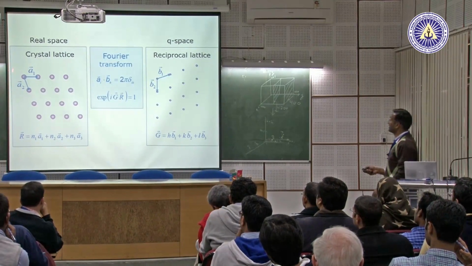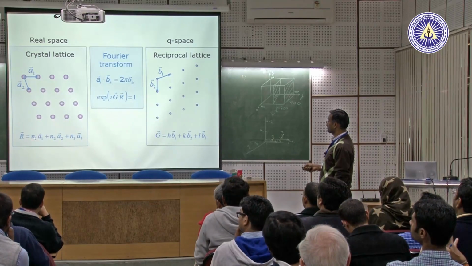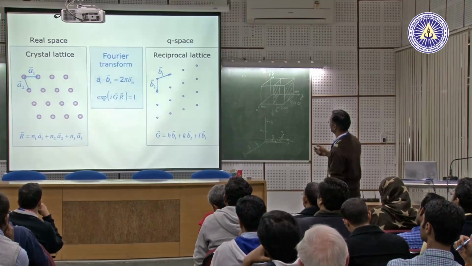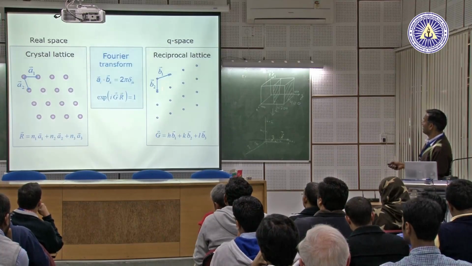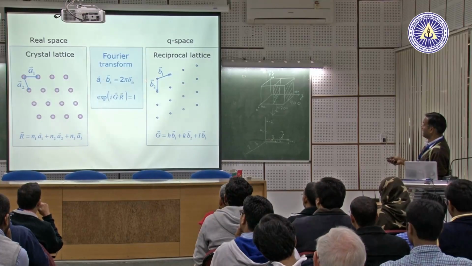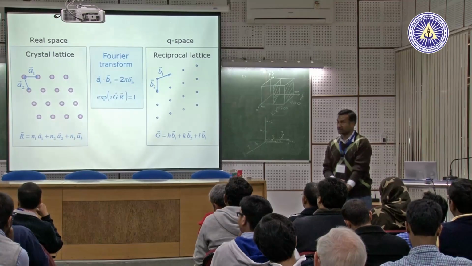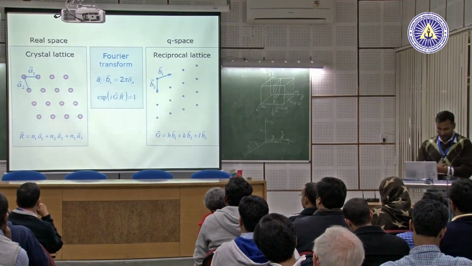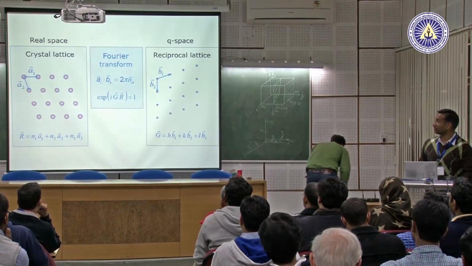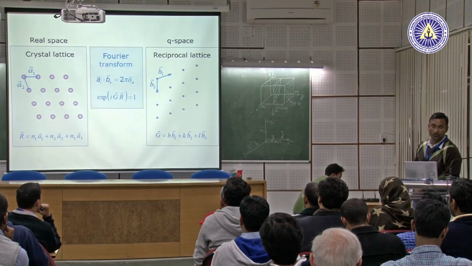So in summary, you can say that this is a real space crystal lattice, which you define in terms of n1 a1 plus n2 a2 plus n3 a3. You take a Fourier transform, you get a reciprocal lattice, which is made of b vectors, which is h b1 plus k b2 plus l b3, and the condition is that the dot product of two of them is given by the Kronecker delta. If the indices are the same, the dot product is 1; if they are different, the dot product is 0. And the way they are related to each other is exponential i G dot R is equal to 1.